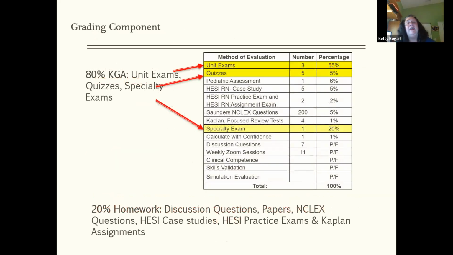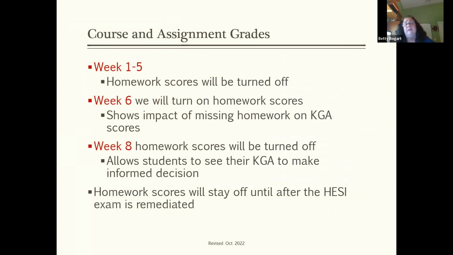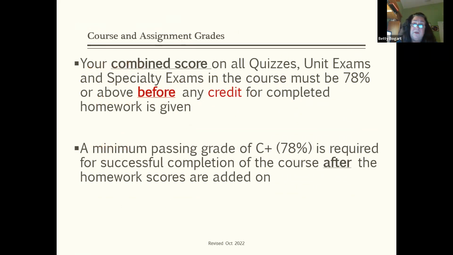Your KGA is your quizzes, your exams, and your HESI. HESI equals 78. After that, we add subjective. Make sure you get your best subjective grades you can, because it can negatively affect.